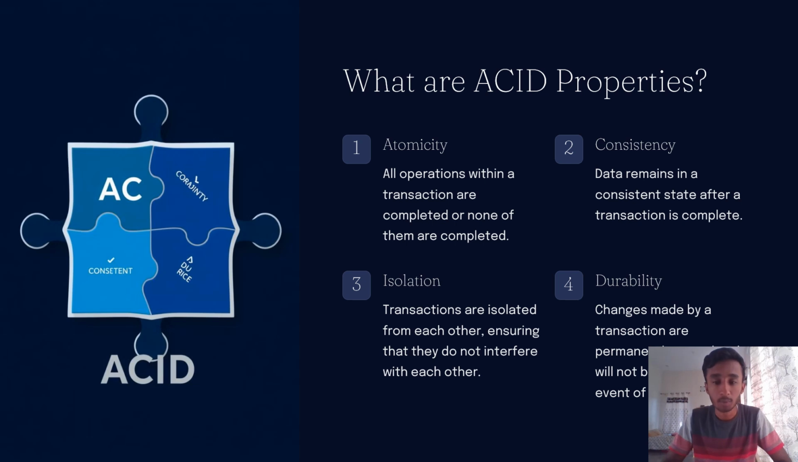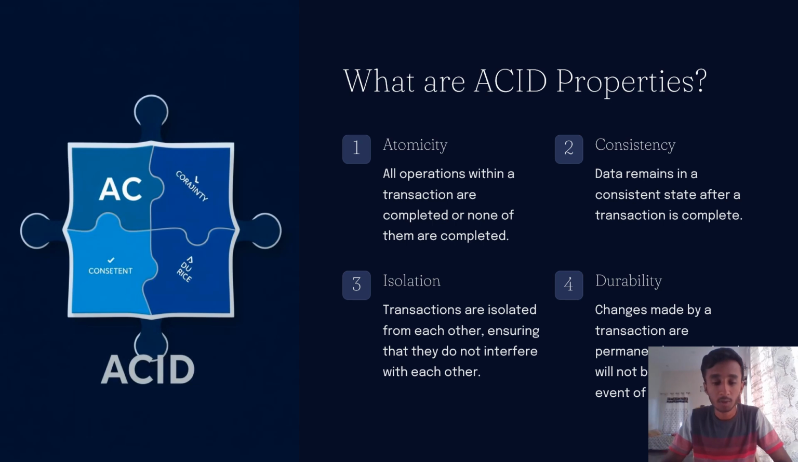And what are ACID properties? As we talked about before, A stands for atomicity, C stands for consistency, I stands for isolation, and D stands for durability. All these four combine to form the ACID properties. Now let us go through every single point that gives the meaning of ACID.